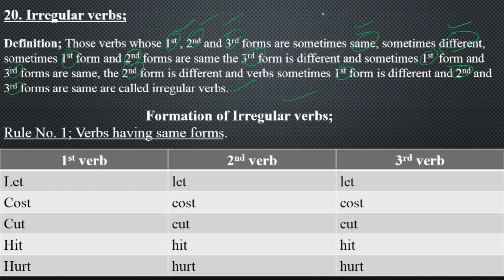Regular verbs are formed in a standard way, but irregular verbs are formed in a special way. Special way means they have specific rules where they are not in a regular way but irregular. So the first rule, verbs having the same form, like we say let, let, let, cost, cost, cost, cut, cut, cut, hit, hit, hit, and in the same way hurt. These are the verbs having first, second and third forms the same.